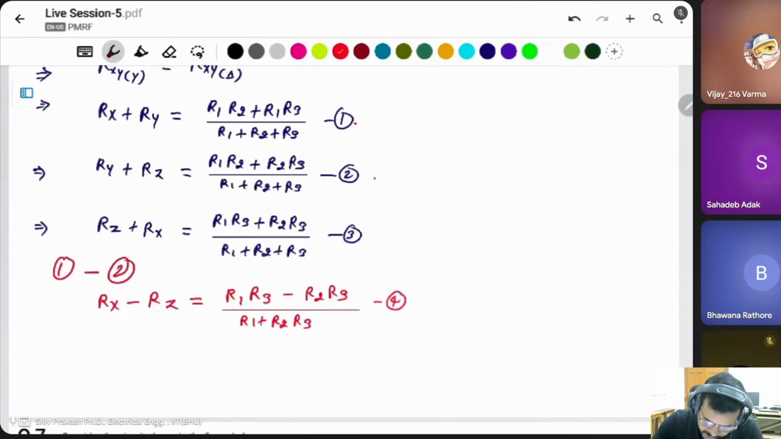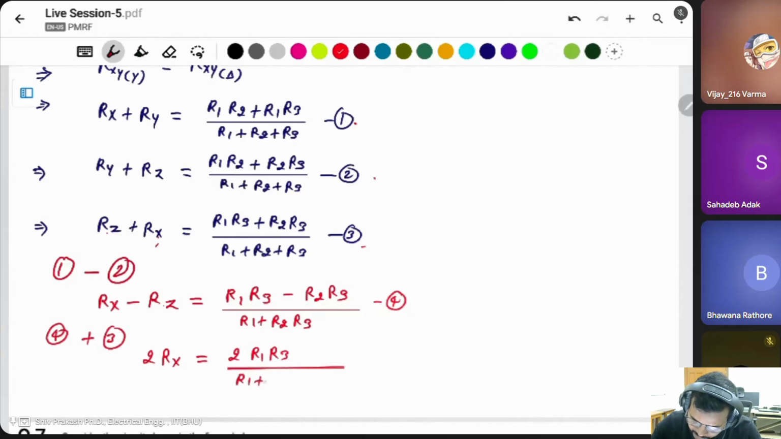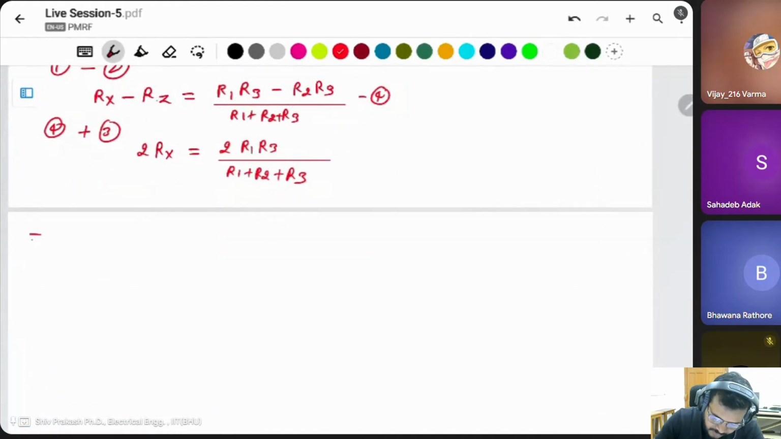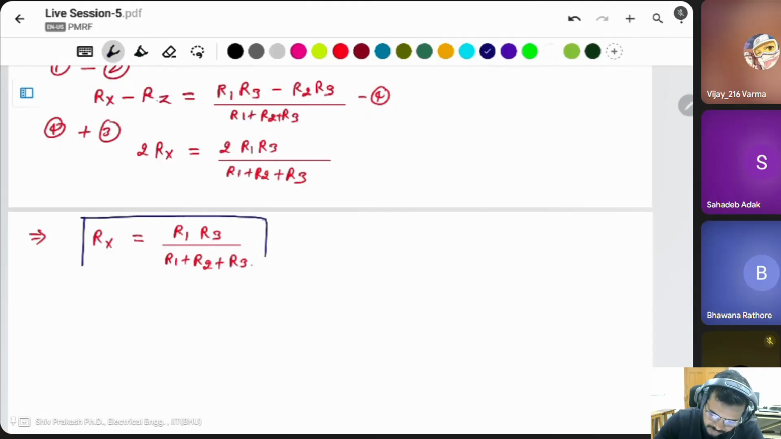Now equation number 4, you can add equation number 3, then Rz will be cancelled out, Rx will be 2 Rx, then R2 R3 plus minus cancel out, R1 R3 is in both, that's why this will be 2 R1 R3 over R1 plus R2 plus R3. Then 2 will be cancelled out, you can say Rx is equal to R1 R3 divided by R1 plus R2 plus R3. Value of Rx is there.